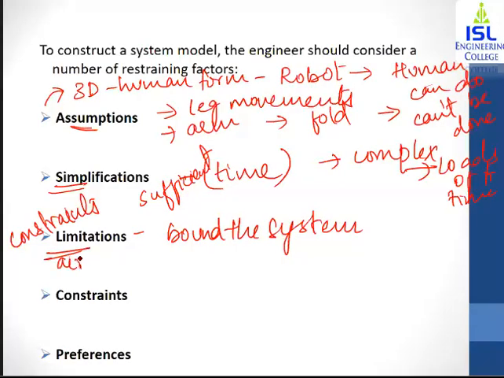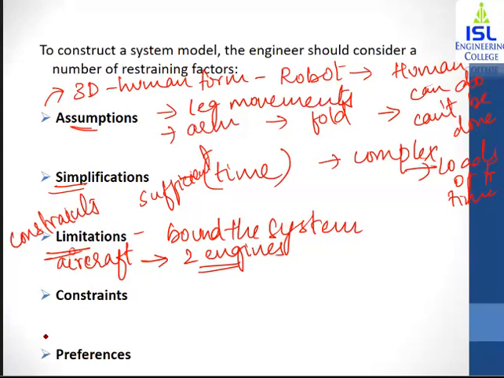If we take the example of designing an aircraft, an aircraft is going to have a limitation of two engines. Whenever a new aircraft is being designed, every aircraft is going to have a minimum of two engines, not more than that. So that is the limitation. You're not going to design the aircraft with one engine or three engines. You're going to have two engines within the aircraft.